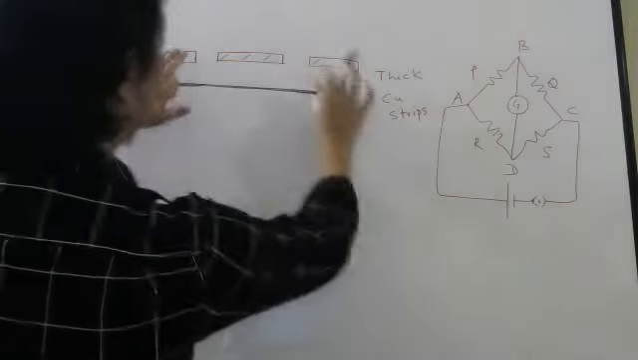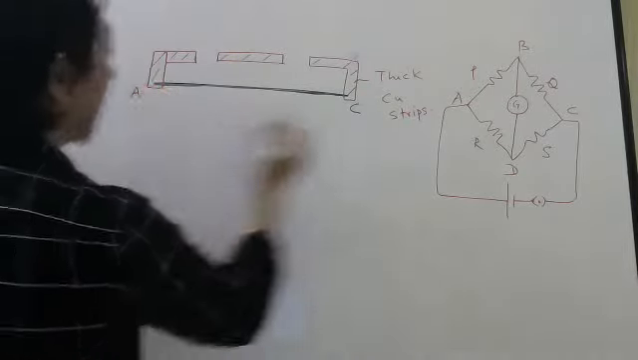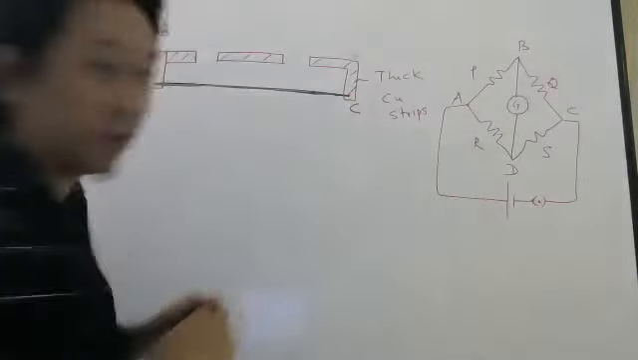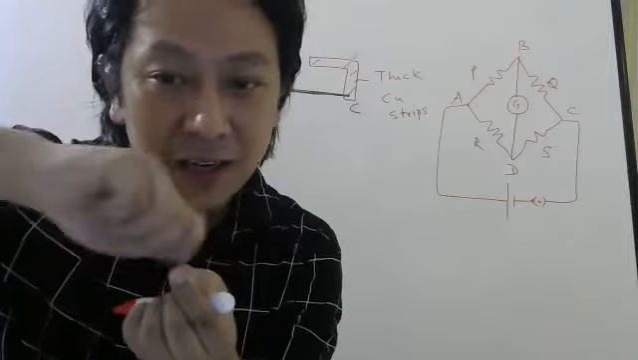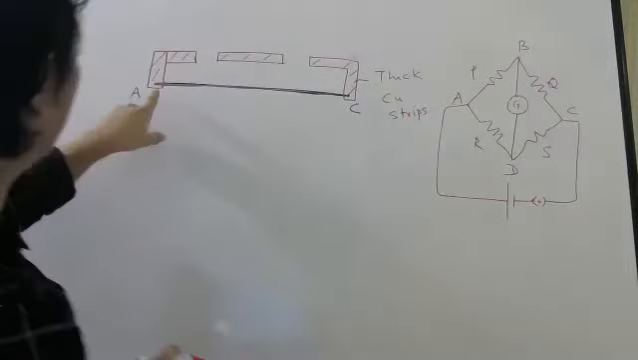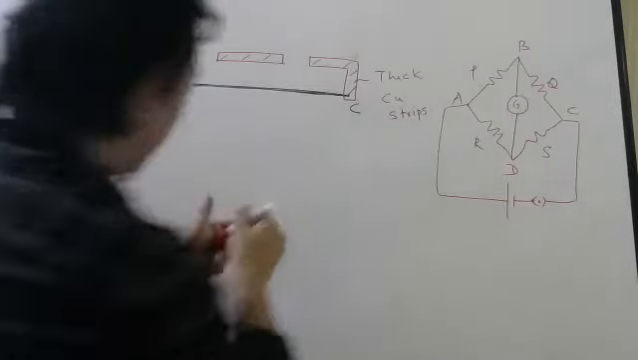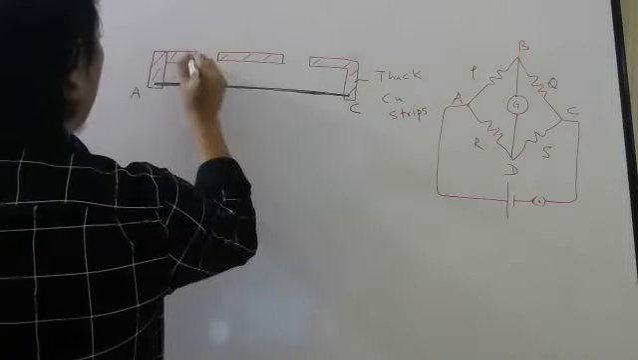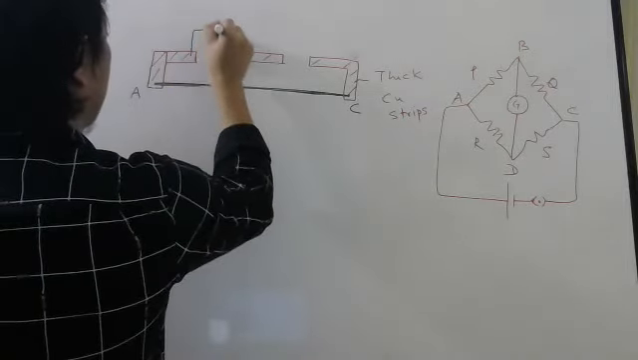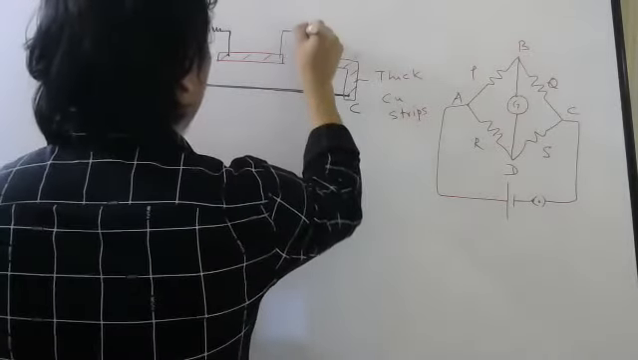So these are your thick copper strips, and this wire will be joined here, and this wire will be joined here. Joined means there will be some screw and all. So you can open the screw, put the wire, tighten the screw. So you can join this wire between this point and this point. Now, here we are going to put a resistance, and here we are going to put a resistance.